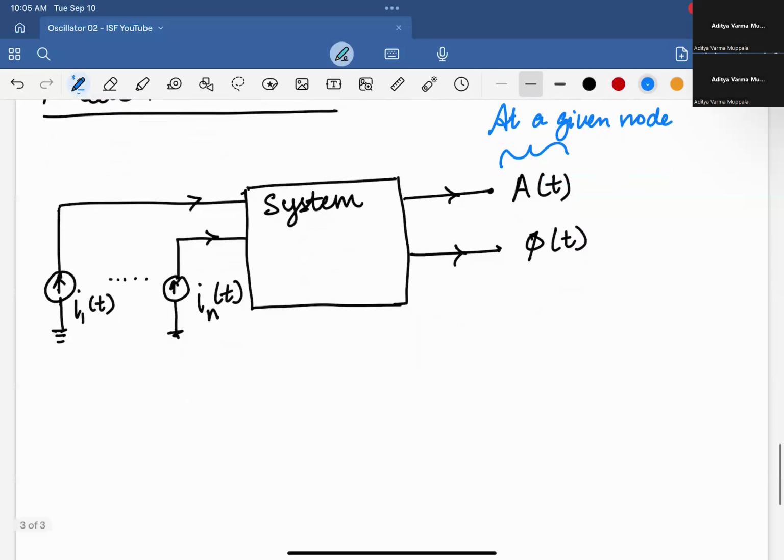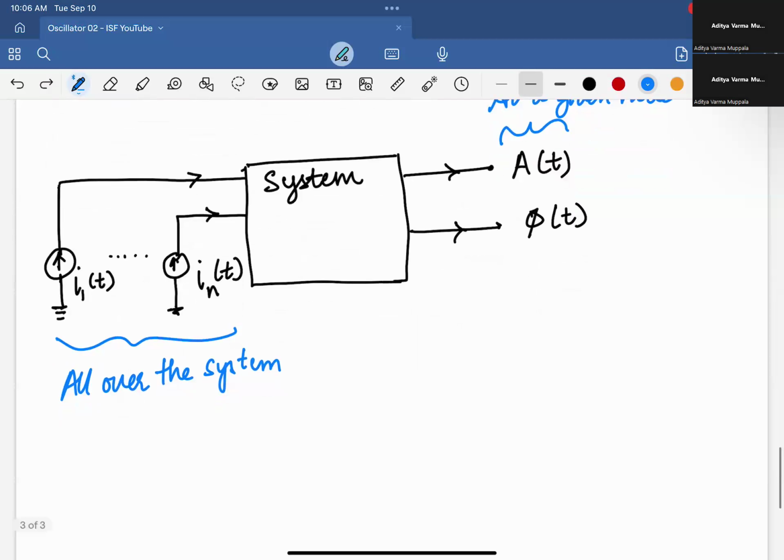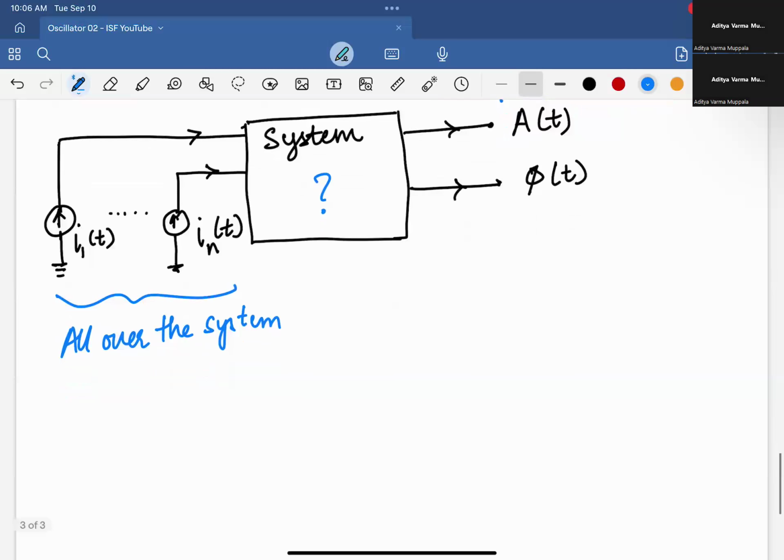Okay. What we can do is say that all of these noise sources are not at the same node that you're looking at, but they can have an impact at that node, right? So even though these noise sources are all over the circuit, all over the system, each of them has some kind of impact at this node of interest. Okay. So we want to create some kind of mathematical model for this system. Right? So we can simplify it a bit.